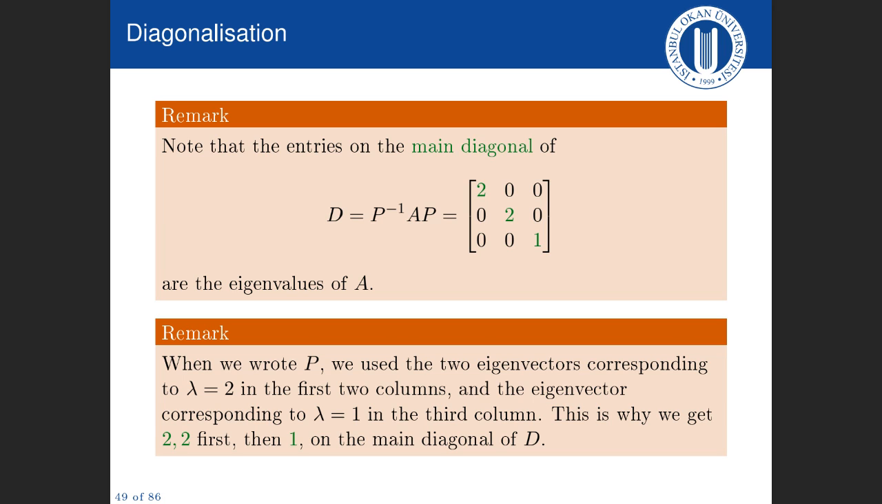I also want to remark that when we wrote down P, we used 2 eigenvectors corresponding to lambda equal to 2 in the first 2 columns. That's why we have 2 in the first position and 2 in the second position. When we wrote down P, we used an eigenvector corresponding to 1 in the third column. So that's why we get a 1 in the third position. That's why it goes 2, 2, 1 when we go down this main diagonal.